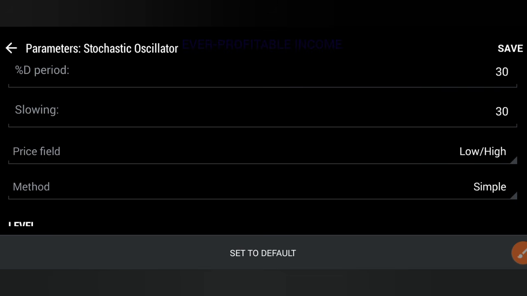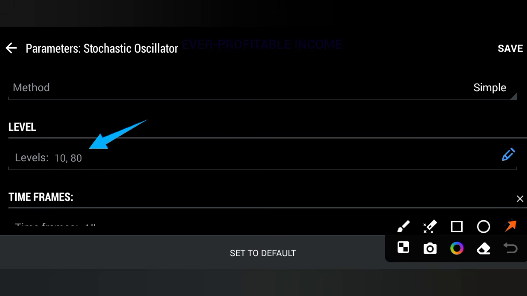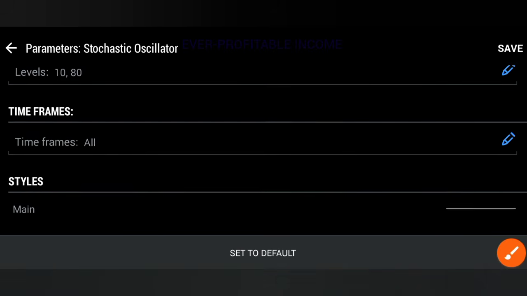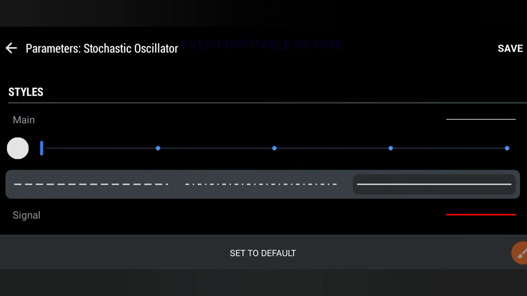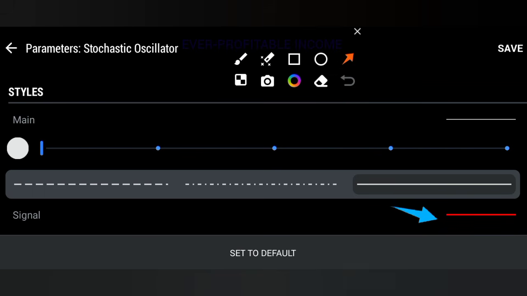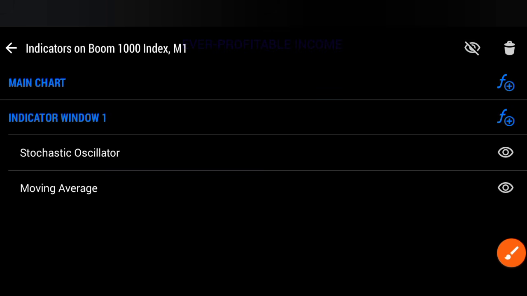And the method is simple. And then the levels, we have level 10 and level 80. You can just tap on this pen icon here to edit your levels. You apply it to all time frames. You can see that the indicator works for all time frames. For the style, the main should be your background color. Change this main color to your background color. We're not using that, so we're only using the signal, and that is this red right here. So you make it red, and after that you click on save.